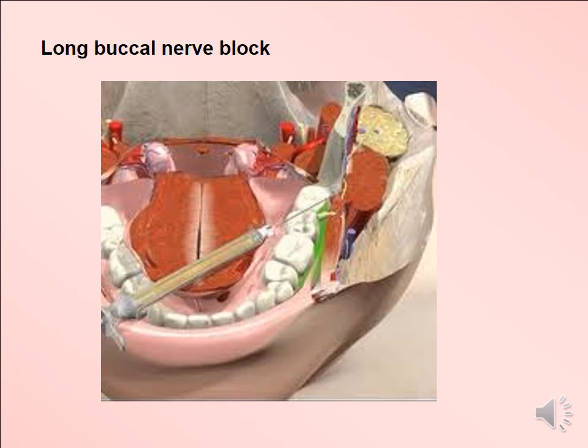But if you need more than one tooth, or if you need surgical operation for an impacted third molar, we give a long buccal nerve block. We know the course of the long buccal nerve is medial to the ramus, crossing the retromolar space and going buccally to supply the gingiva on the buccal side. So at the retromolar region, we can insert distal to the third molar and give anesthesia for the long buccal nerve block.